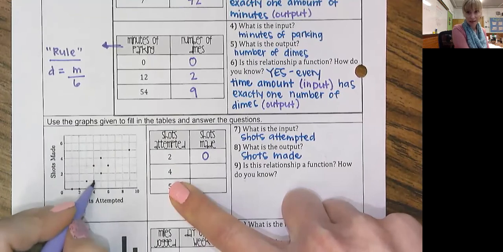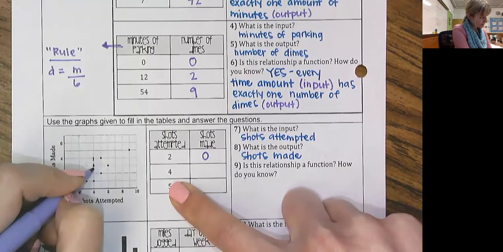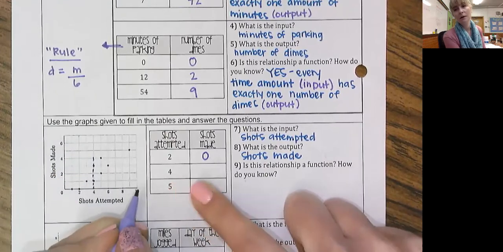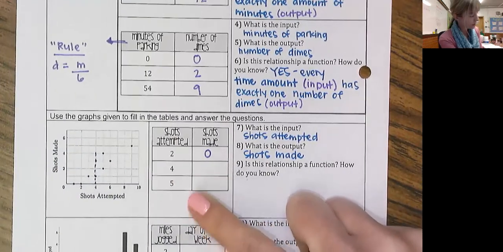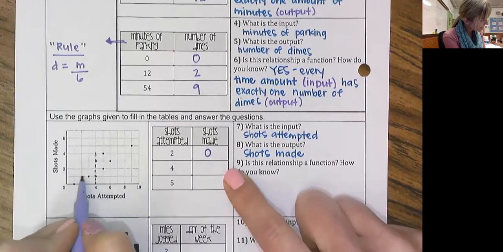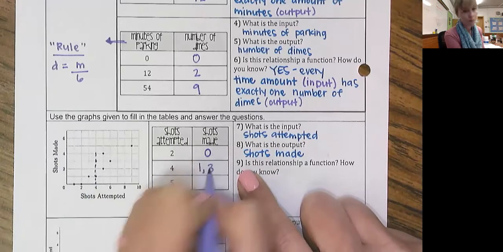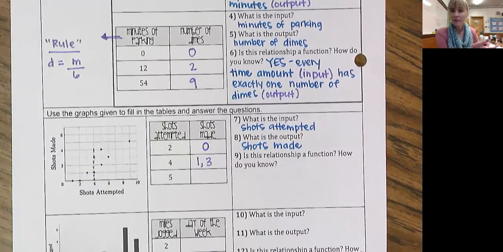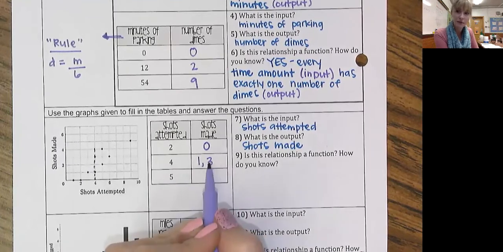Uh-oh, I have 2 dots here. Do you remember how we talked about the vertical line test? This particular scenario fails the vertical line test, and here's how this connects to our definition. If I know the shots attempted were 4, then the shots made could either be 1 or 3. And that's a problem because it means this input is not leading to one direct output. It means if I say I attempted 4 shots, you're like, well, did you make 1 or did you make 3? We don't know because there's more than one output that belongs with that input. That particular input has 2 different outputs.